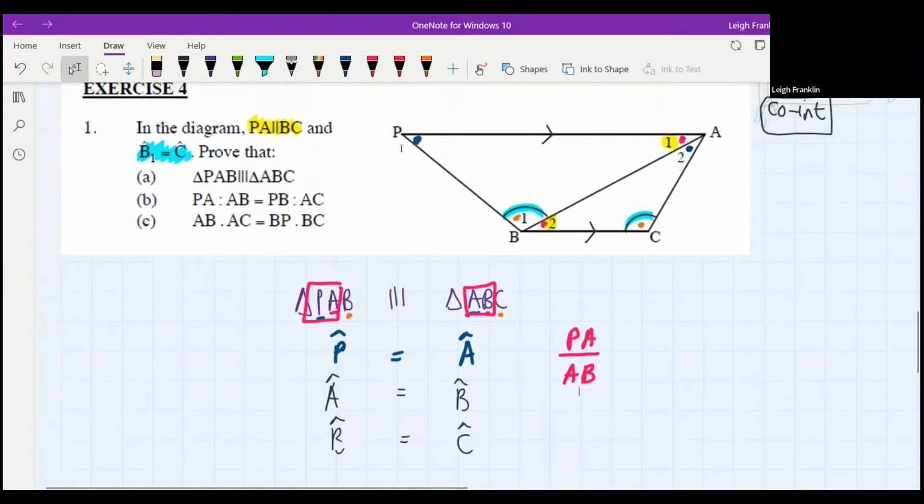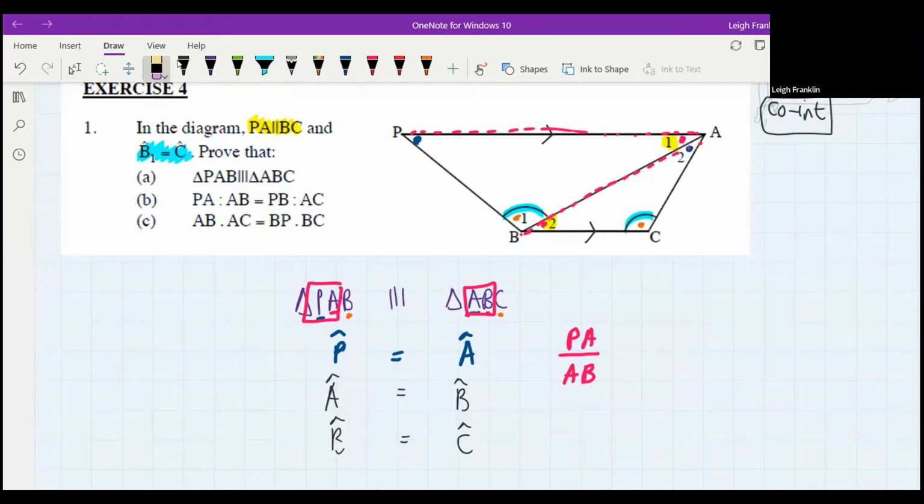Now, side PA, which is the side up here, and side AB correspond with one another because they are both opposite angles B1 and C that are equal to one another. Okay, that's why they are corresponding sides. Angle B1 is opposite PA, angle C is opposite AB, and B1 and C are equal. That's why PA corresponds with AB.